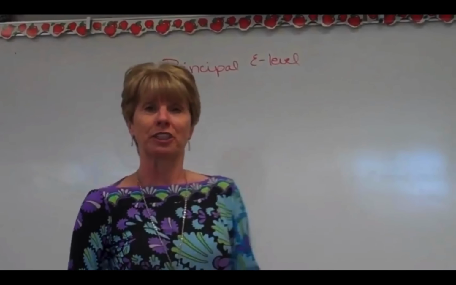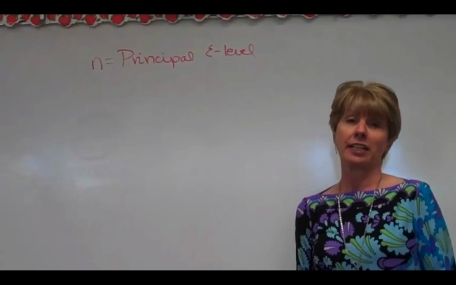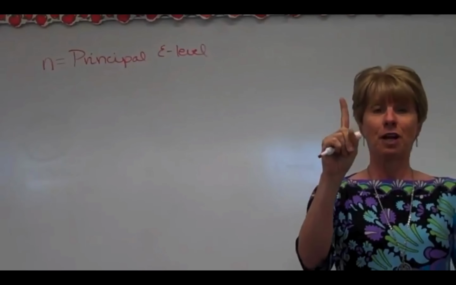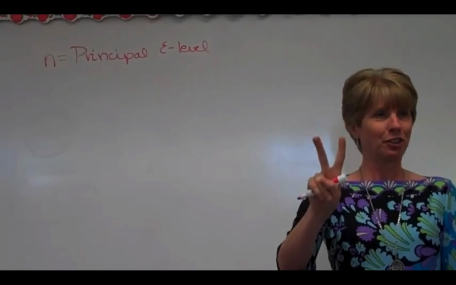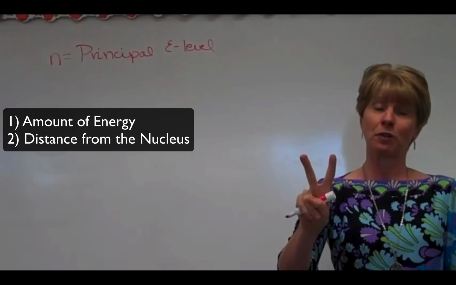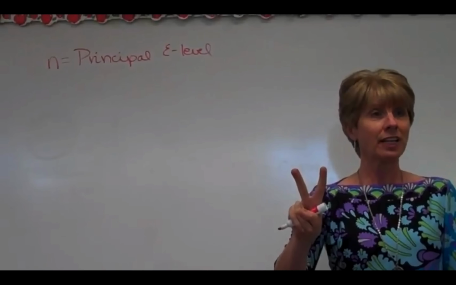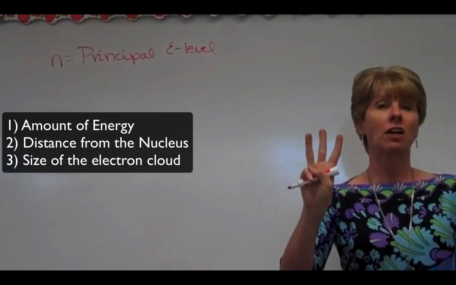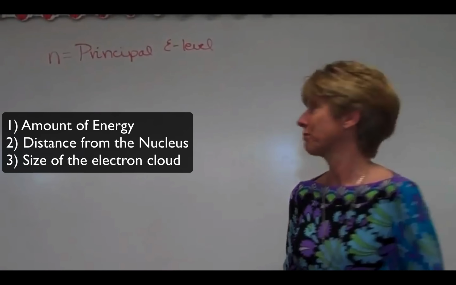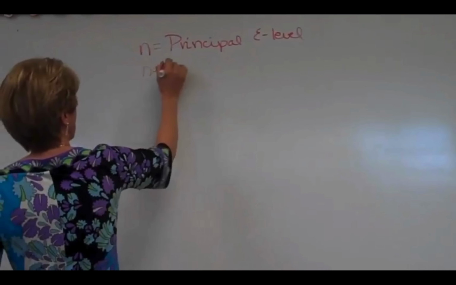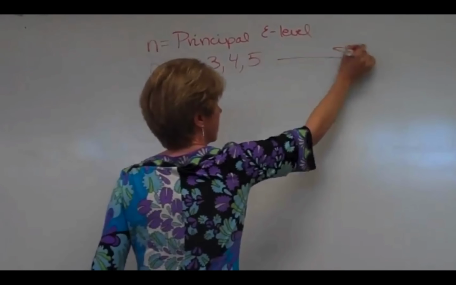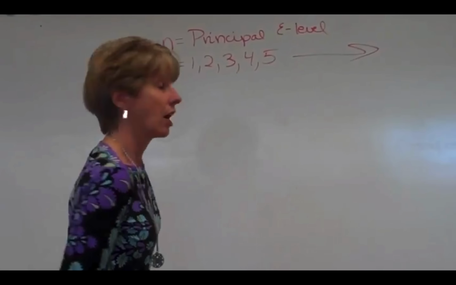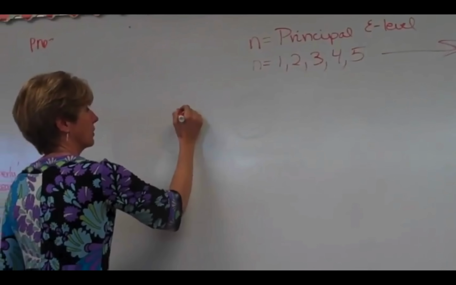The principal energy level tells you several things. Number 1, the amount of energy. Number 2, it tells you distance from the nucleus. Number 3, it tells you the size of the electron cloud. N can be equal to 1, 2, 3, 4, 5, a billion. Okay? Now, let's show it.